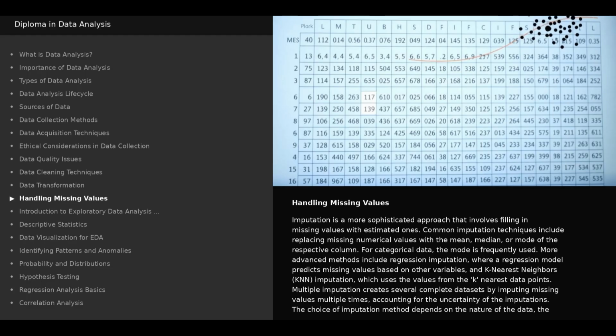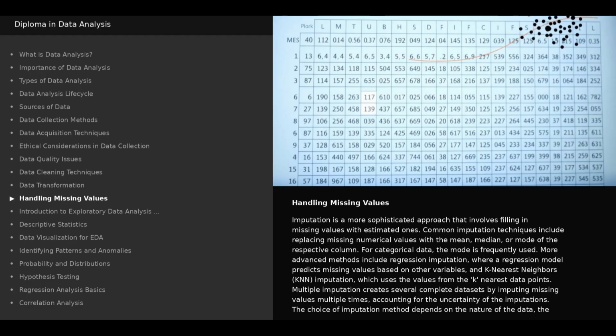More advanced methods include regression imputation, where a regression model predicts missing values based on other variables, and k-nearest neighbors (KNN) imputation, which uses the values from the k nearest data points. Multiple imputation creates several complete datasets by imputing missing values multiple times, accounting for the uncertainty of the imputations. The choice of imputation method depends on the nature of the data, the extent of missingness, and the underlying assumptions about why the data is missing.